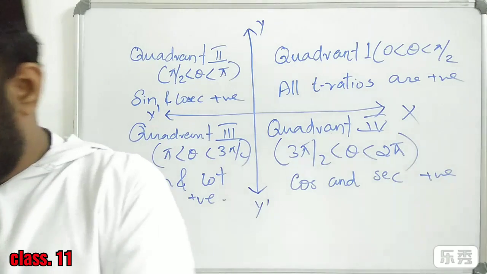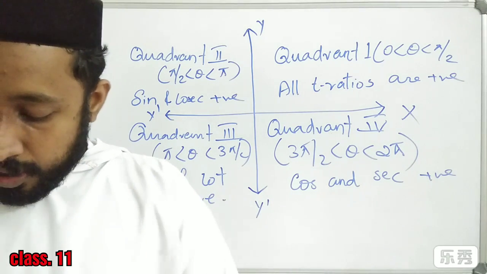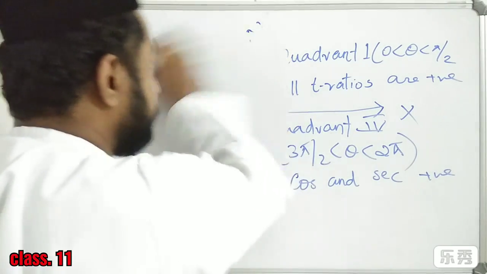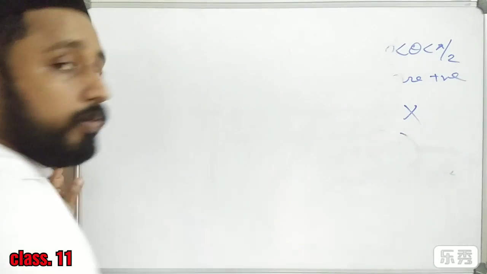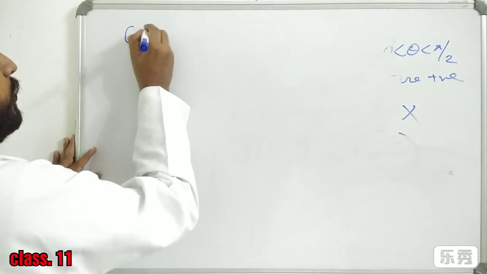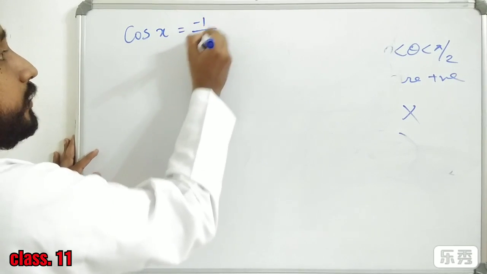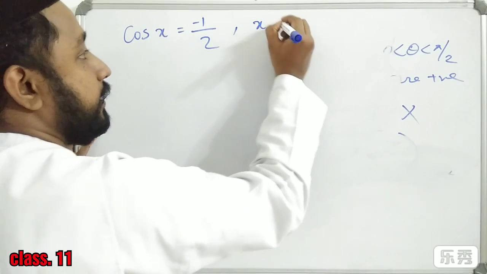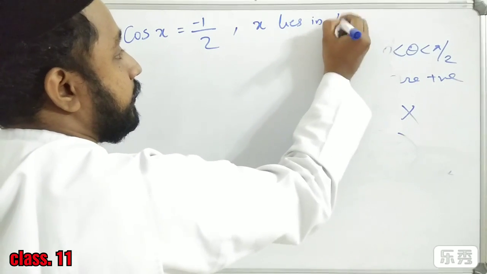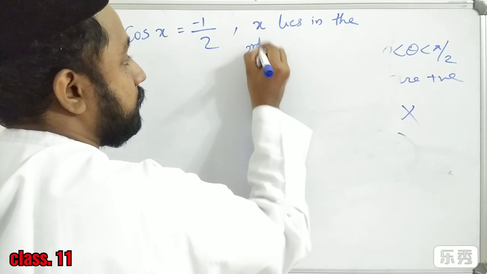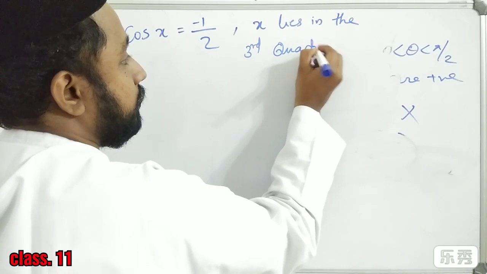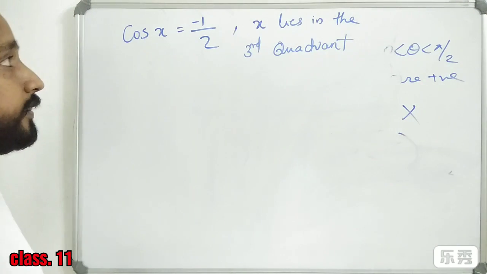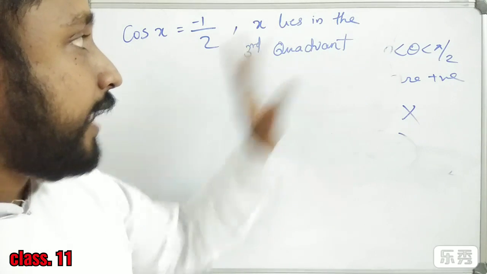So let us discuss some problems. First one: if cos x is equal to minus 1 by 2, we have to find other trigonometric ratios. Cos x is equal to minus 1 by 2 and x lies in the third quadrant.